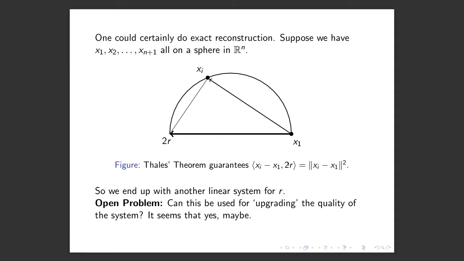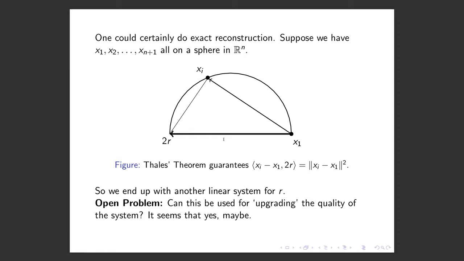But it didn't seem to work a lot better than classical methods, or at least I couldn't figure out, and I couldn't understand the theory well enough. I think this is a very fun open problem and that's why it's here. Can you use this, at least in certain cases, to upgrade the quality of your linear system of equations? It seems that yes. You can definitely upgrade the quality of your linear system. I've done this. It's actually very easy to do. It's five lines of Mathematica to check that it's true.